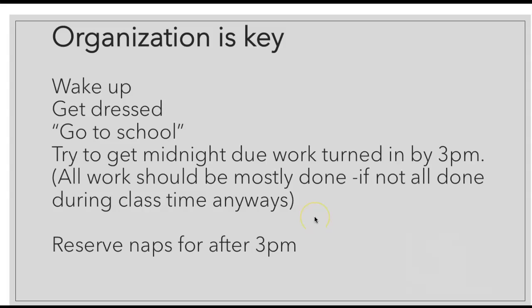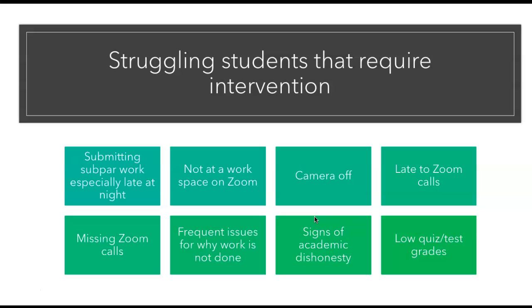And if you don't get it done by 3 p.m., you should only have about 10 or 15 minutes left to do for homework. If you really have a sense of urgency while you're doing work in my class, you shouldn't have very much homework at all. All right, and then reserve your naps for after 3 p.m. Trust me, I know the struggle with that. Just reserve them for after 3 p.m. when you get all your classwork done.